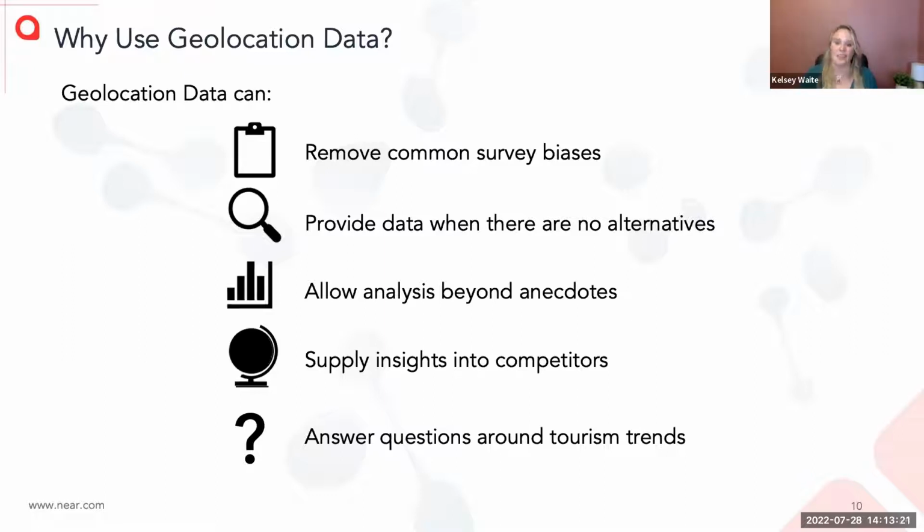And then you can also see the types of people who go to your destination versus a competitive destination, and just in general, where travelers to your location are also going. And then of course, answering questions about tourism trends in your destination specifically.